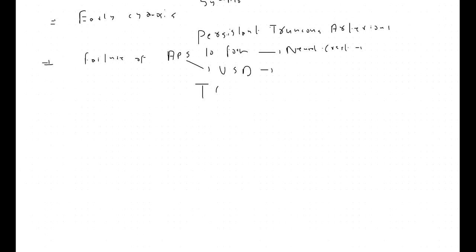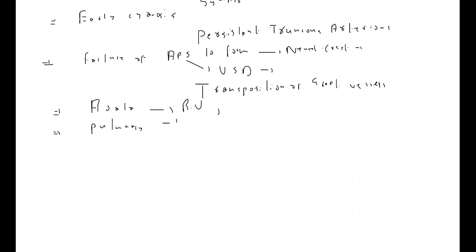Transposition of great vessels means the aorta arises from the right ventricle and the pulmonary trunk arises from the left ventricle. So it's actually opposite. You see, the aorta is coming from where? The aorta comes from the right ventricle, and the pulmonary artery comes from the left ventricle. So this is opposite.